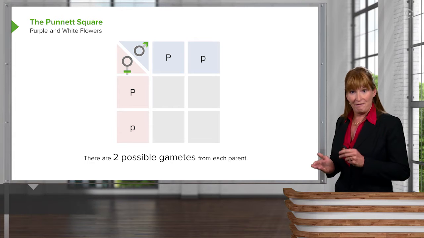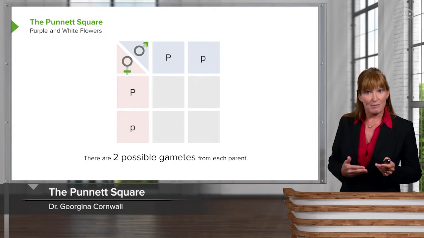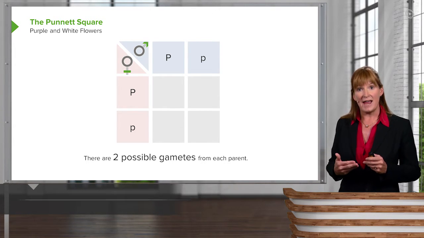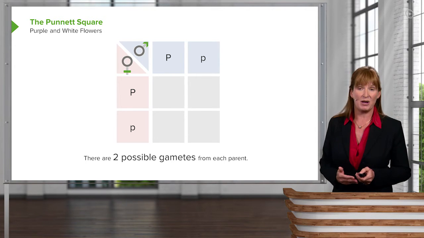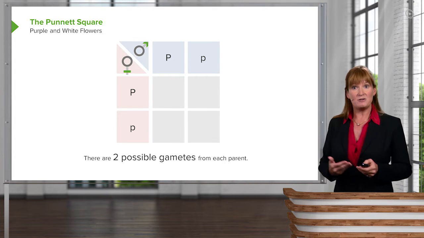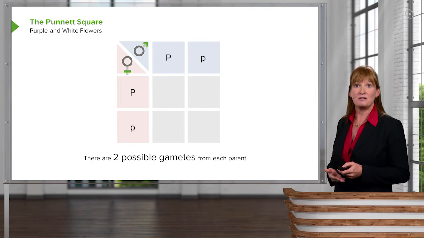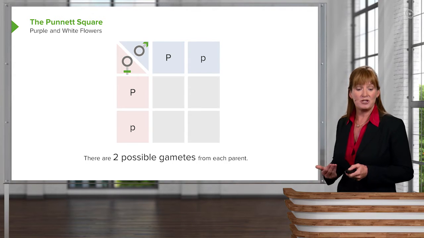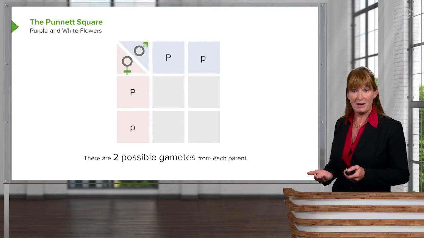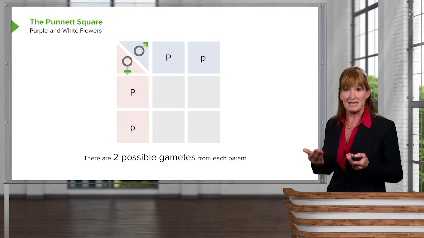So there was a French guy then named Punnett that came along and found a really nice way to show Mendel's mathematical predictions using his Punnett square. We often use the Punnett square because it makes it easy to predict the outcomes of crosses. Here we're assuming that there are two possible gametes from each parent, again, based on Mendel's ideas.